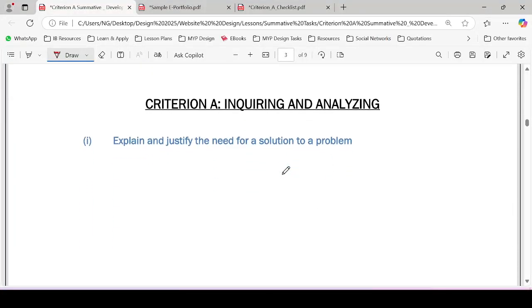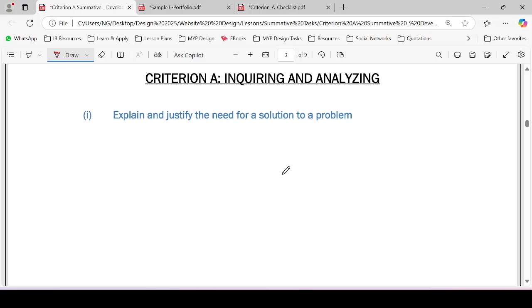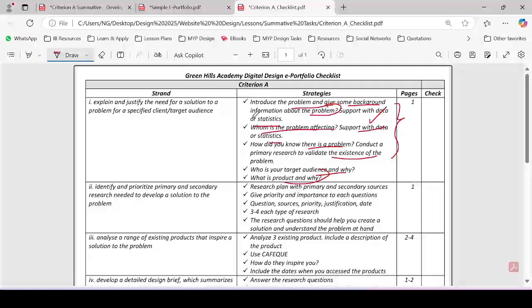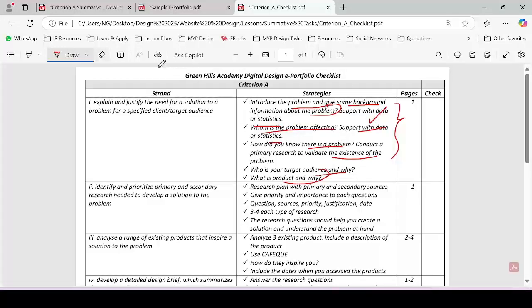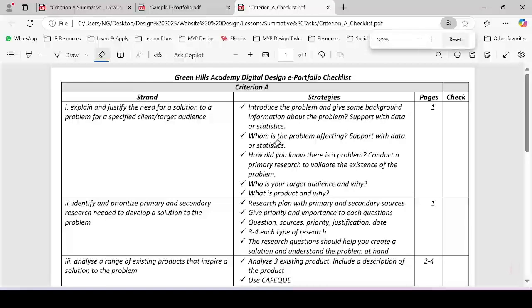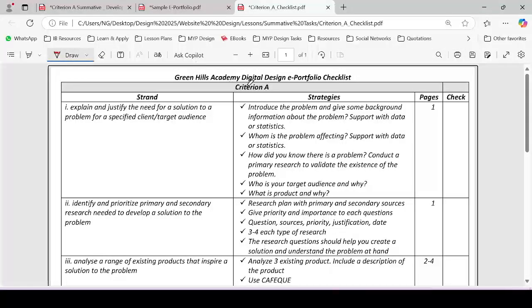Now, here is strand A1. Explain and justify the need for a solution to a problem. Every summative is accompanied by a checklist, and the checklist is provided to you in the ManageBac. For this strand A1, you are supposed to have at least 1 page. Don't use 2 pages for A1. Use 1 page.